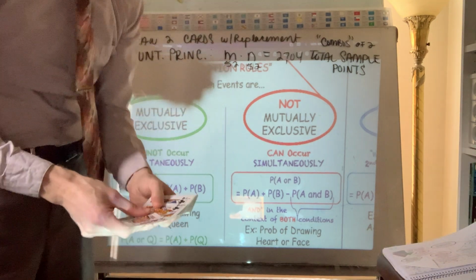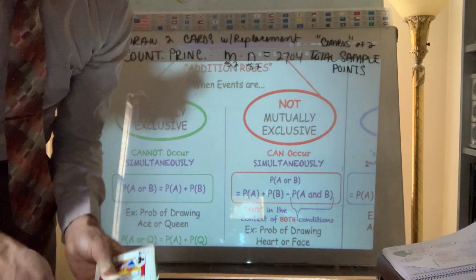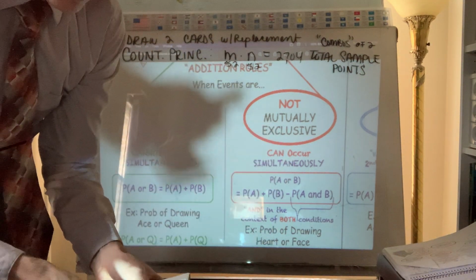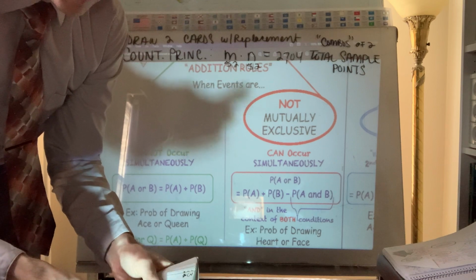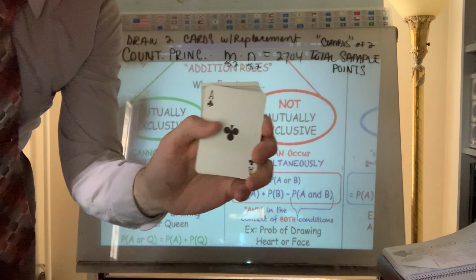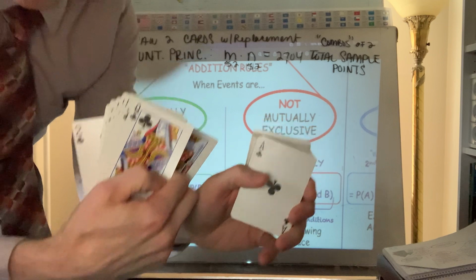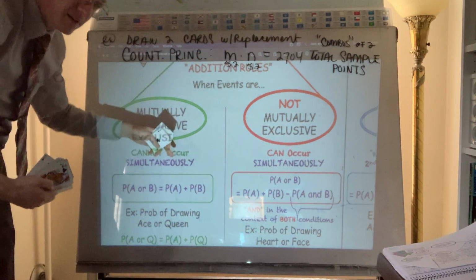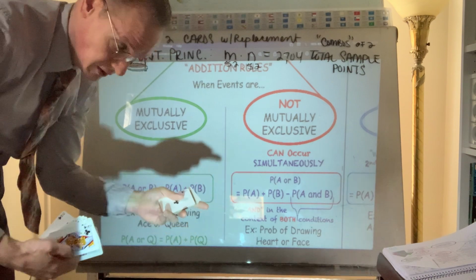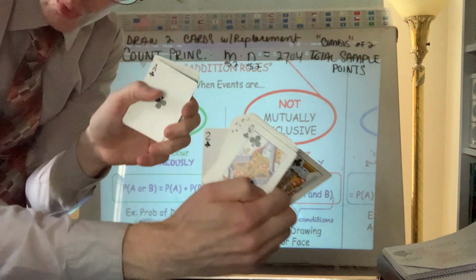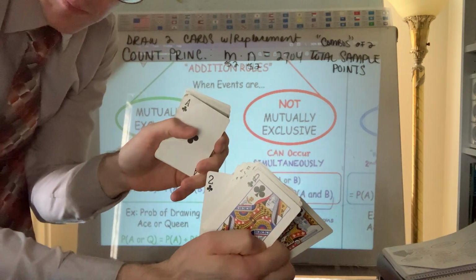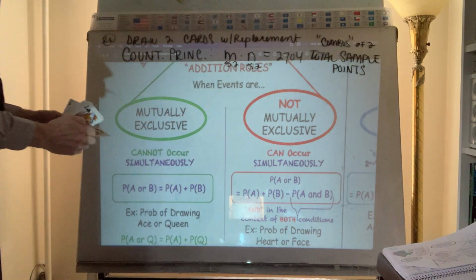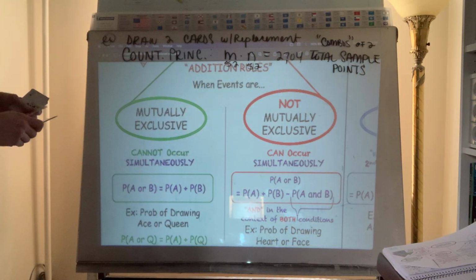As you can see, and this is just one queen as an example. An ace and a queen are two different cards, right? So they cannot be the same thing simultaneously. They could be the same suit simultaneously, but the whole card they cannot. Right?